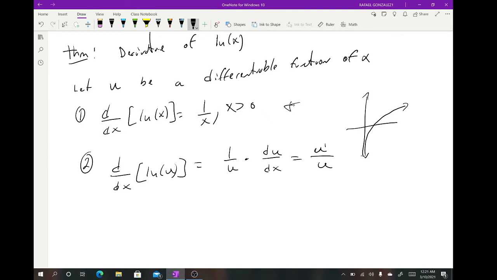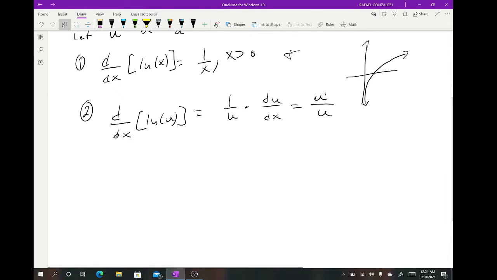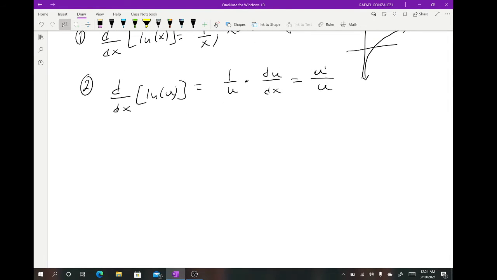In this first case, x is a number. So ln of x is like saying ln of 3. That's a number. The second case is when we have ln of an actual function. I'm not actually going to give you the proof of this, but you could find it online. Let's do a couple of examples of how we do this type of problem.